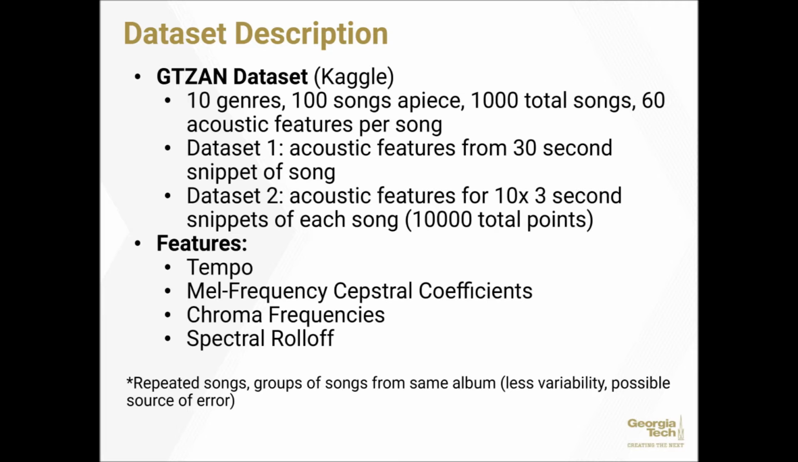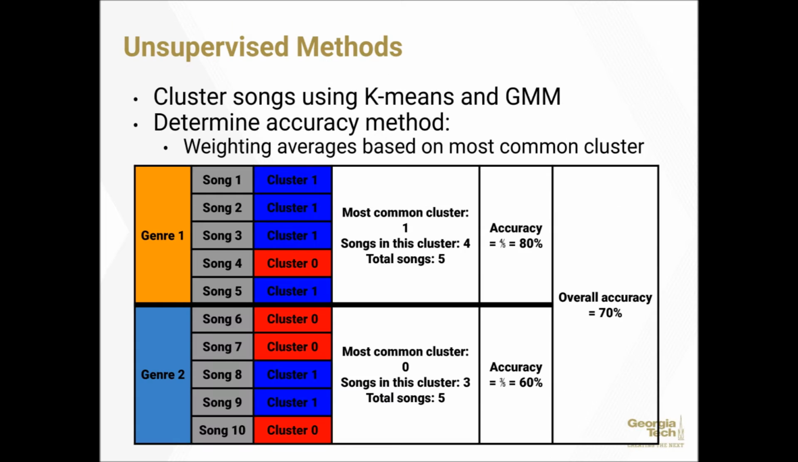This now leads us to the unsupervised learning methods that were used to perform the classifications for this project. The two unsupervised learning methods that were used were K-means and Gaussian mixture models.